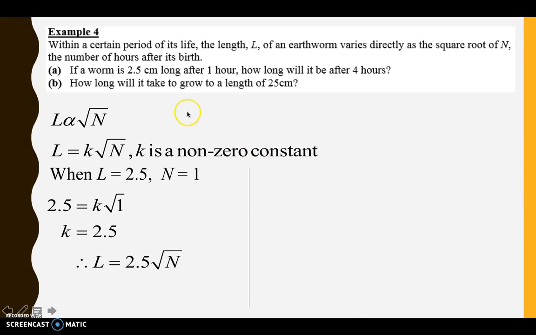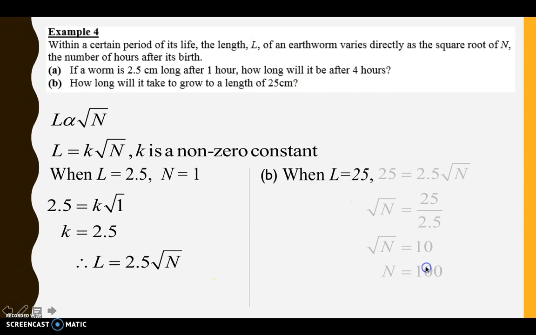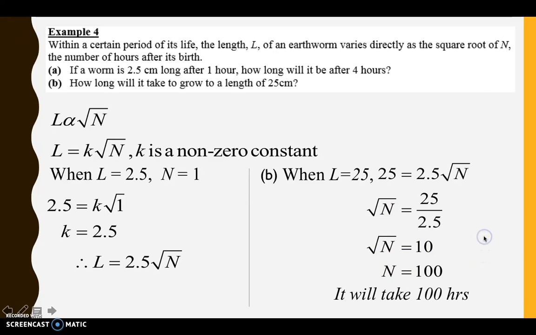And in part B, how long will it take to grow to a length of 25 centimeters? Think about it. What number do you have to substitute? Okay, we substitute L equals 25 into this equation. So I have 25 equals 2.5 times the square root of n. The square root of n is 25 over 2.5. We make n the subject. The square root of n is 10, and therefore n is 100 because I square both sides. So it will take 100 hours.